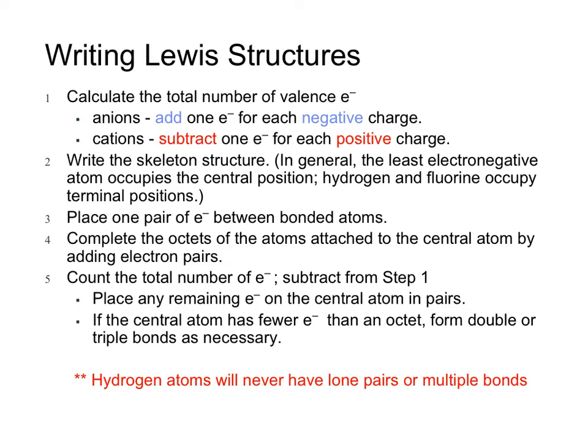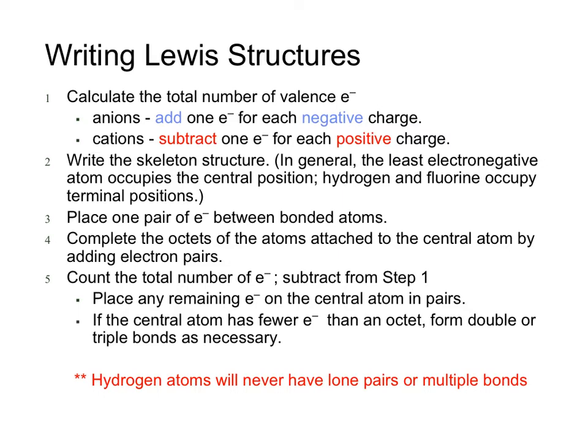Hydrogen atoms will never ever have lone pairs or multiple bonds. When you're writing Lewis structures, hydrogen atoms will only ever have 1 bond. Say that out loud. Hydrogen atoms will only ever have 1 bond.